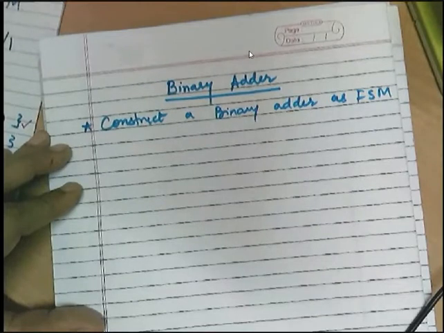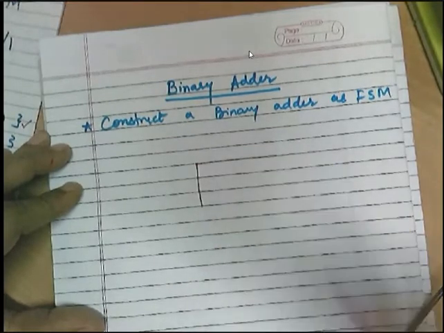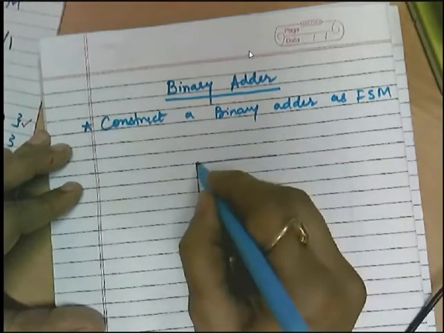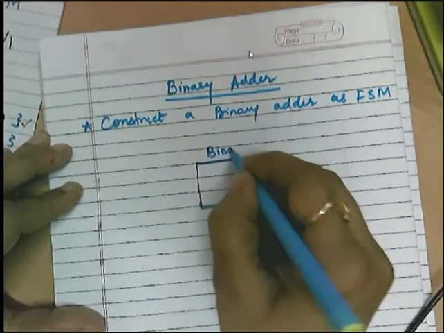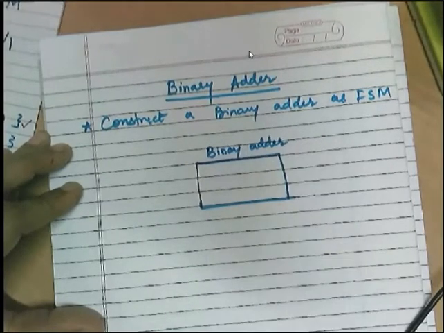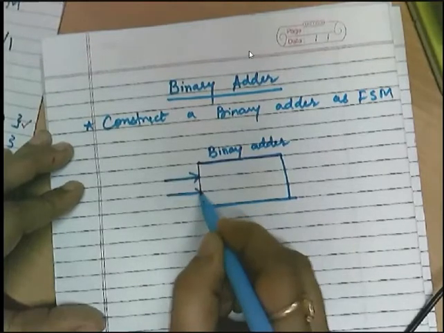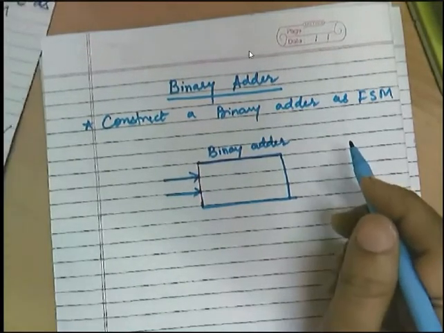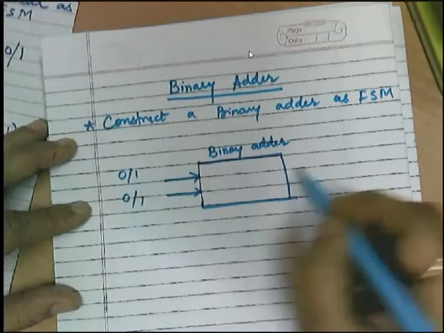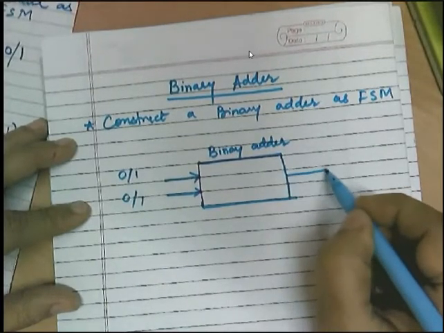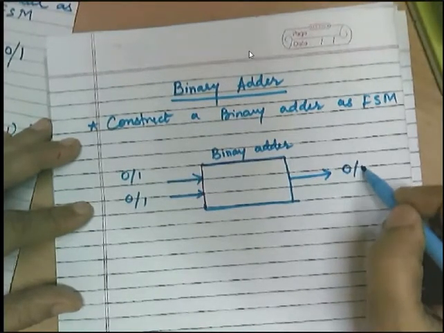Now if I want to represent this, how will I represent it? I will denote one machine which is acting as a binary adder. You already know how a binary adder acts. So it is taking input. Since it is a binary adder, your input can be either 0 or 1, or 0 or 1. And it will also produce the output as either 0 or 1.